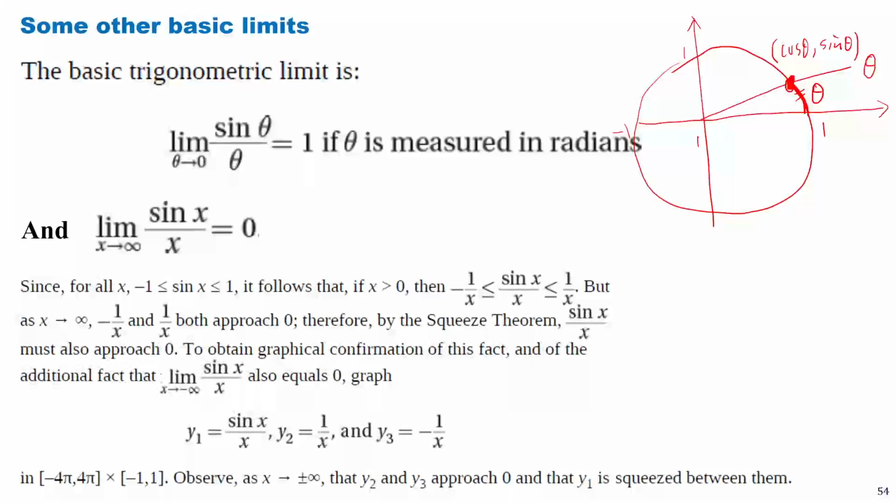When theta approaches 0, of course, the y coordinate of that point should equal the length of that arc. So the ratio between these two quantities should approach 1. You get it?